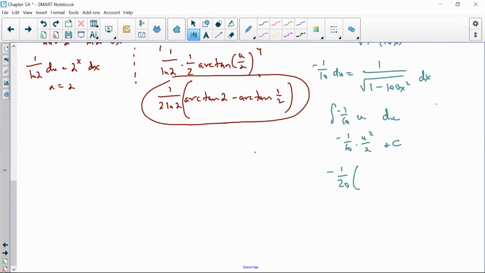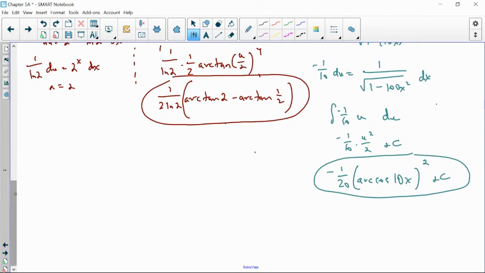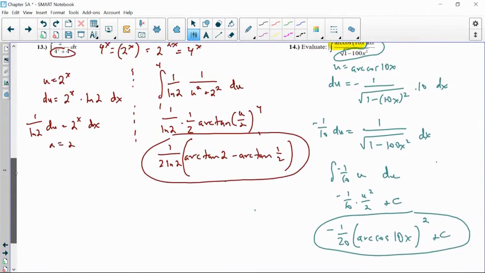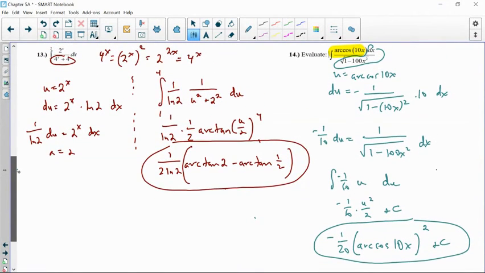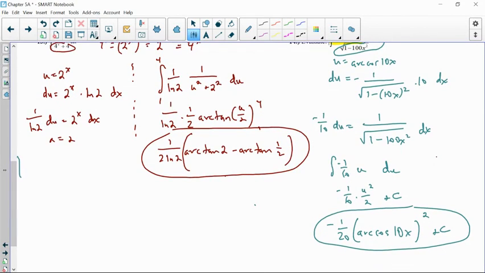And then what was u? u was arccosine of 10x. It's a quantity squared plus c. So initially, I think students, at least in the past, have been maybe a little intimidated when they see arccosine, arcsine, but don't, because if that's in your integral, that makes it almost like a gimme that's going to be your u.